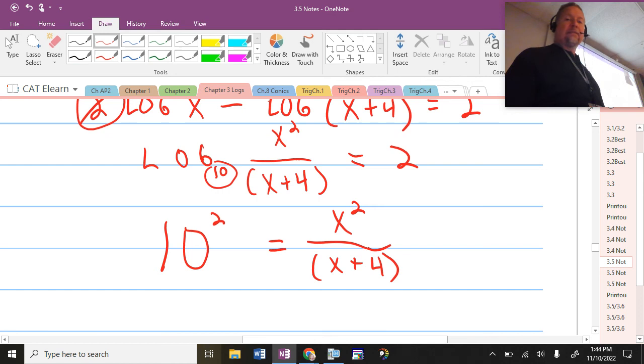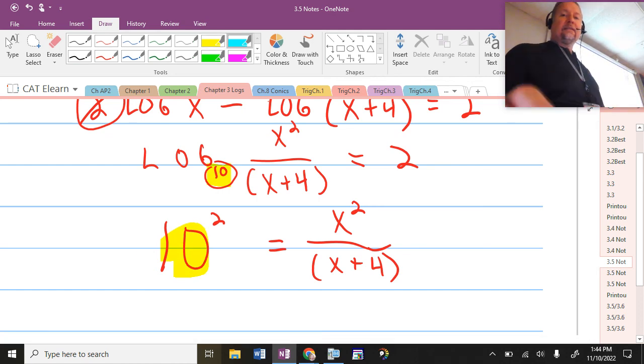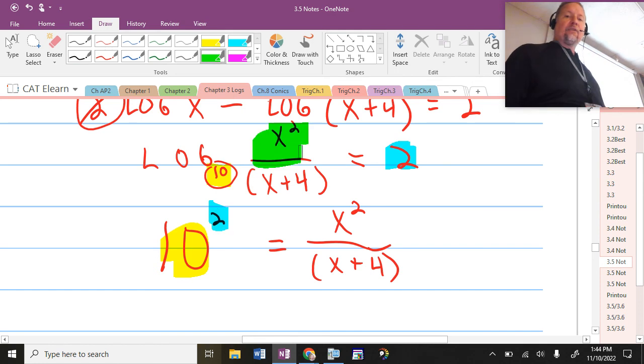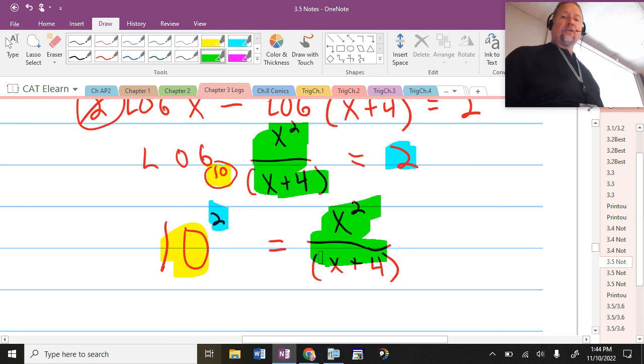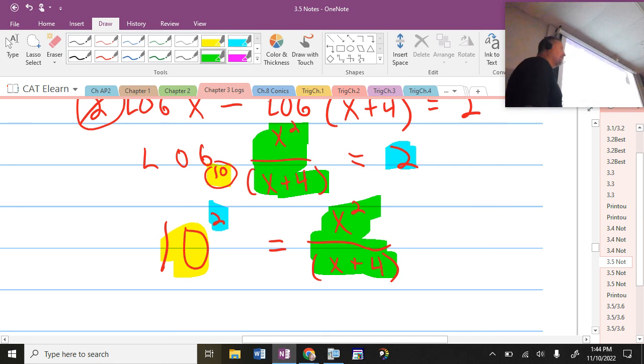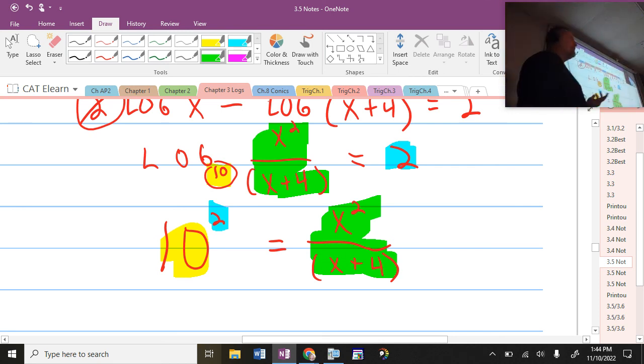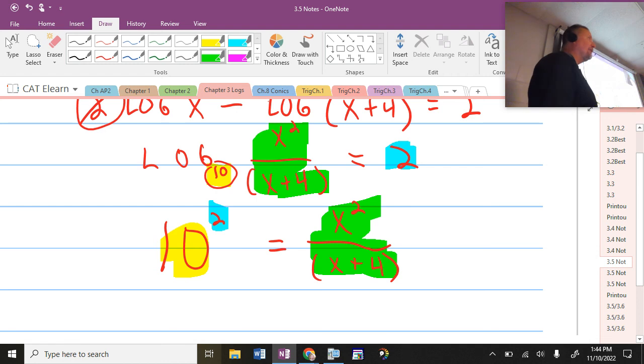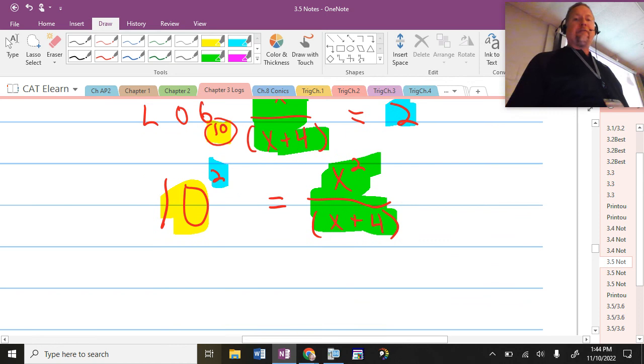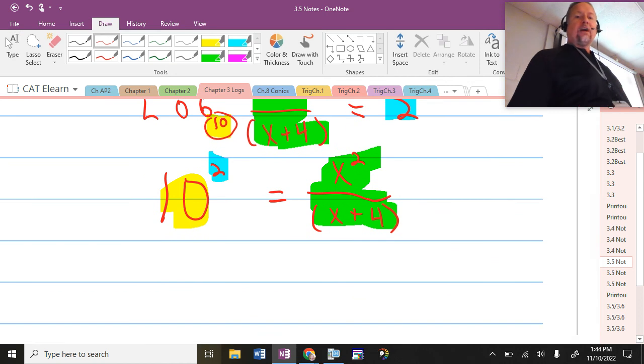This is the base. This is the exponent. This is the answer, which goes on the other side all by itself. Once you get that accomplished, the rest of this is freshman year. But boy, how many people cannot solve this from here? Maybe sophomore. 10 squared is a hundo.